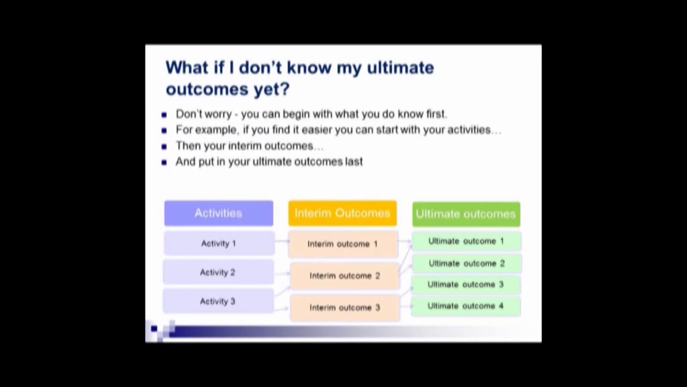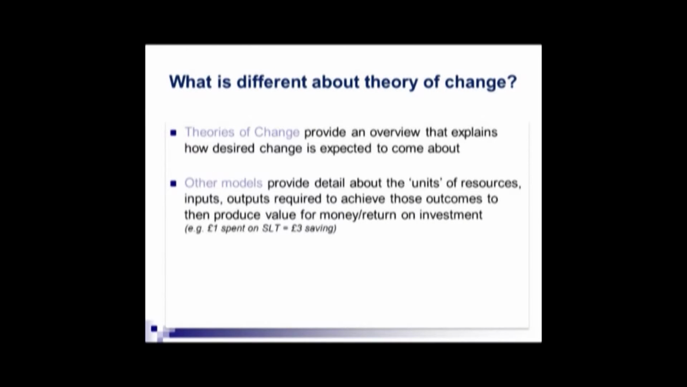This is supposed to be simplistic. It's supposed to be an overall narrative picture of what you do. Please don't worry about perfecting it. A helpful tip is that the ultimate outcomes tend to be longer term and the interim outcomes tend to be shorter term. So what is different about theory of change?